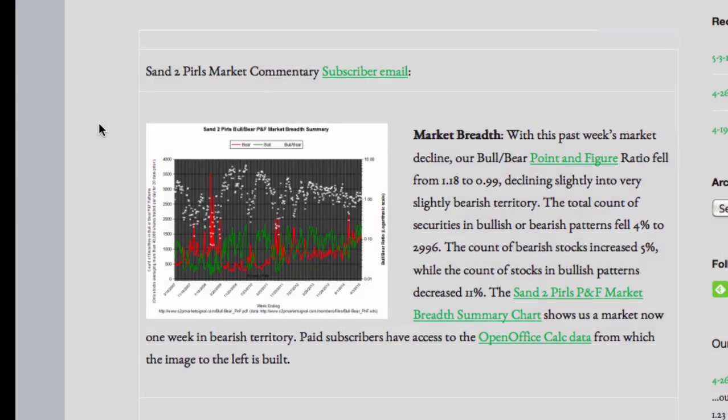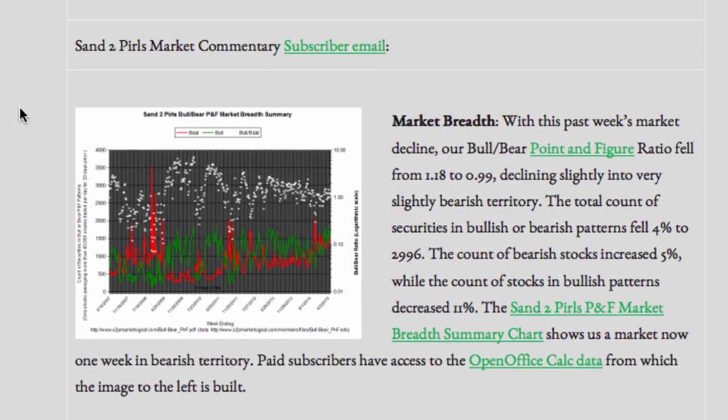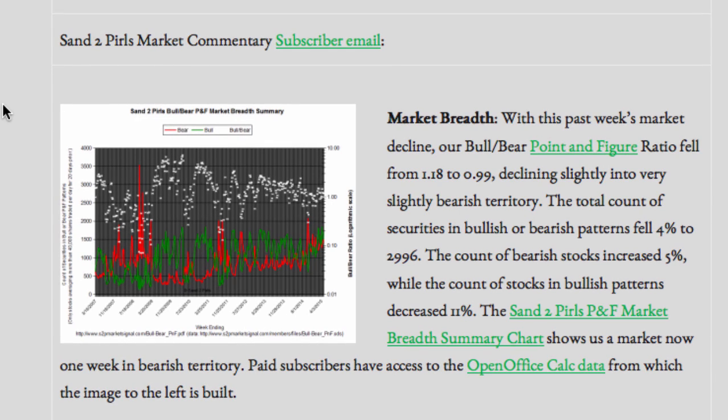Market Breadth. With this past week's market decline, our Bull-Bear Point and Figure ratio fell from 1.18 to 0.99, declining into very slightly bearish territory. The total count of securities in bullish or bearish patterns fell 4% to 2,996. The count of bearish stocks increased 5%, while the count of stocks in bullish patterns decreased 11%.